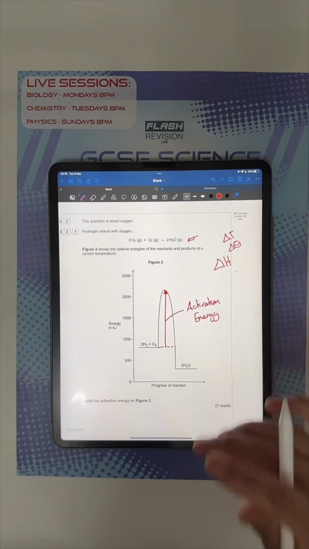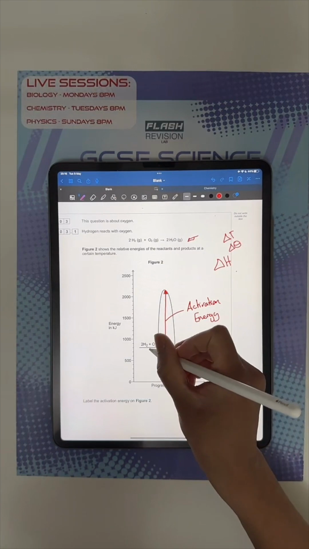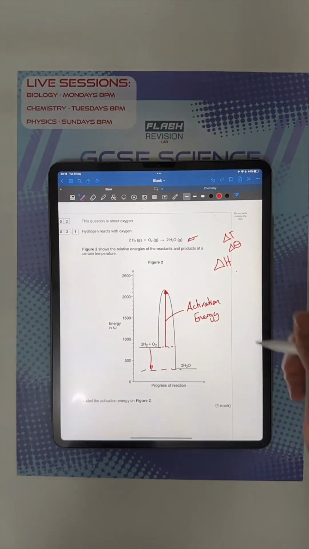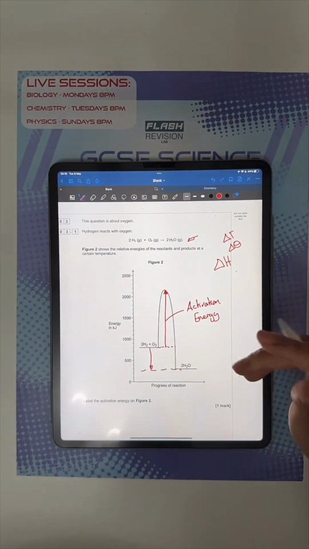Overall energy change would be downwards. Yeah, it's not asking us for that, but the overall energy change would be downwards. It would look like that because it's exothermic. So this is exothermic. You're going from a high level to a low level.